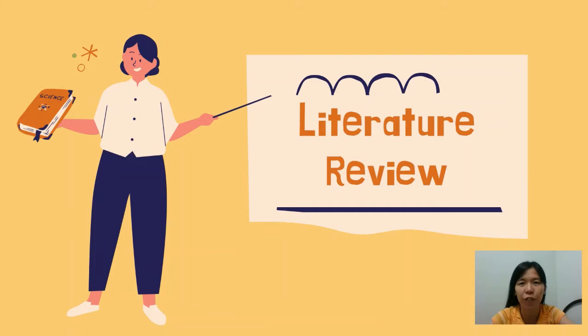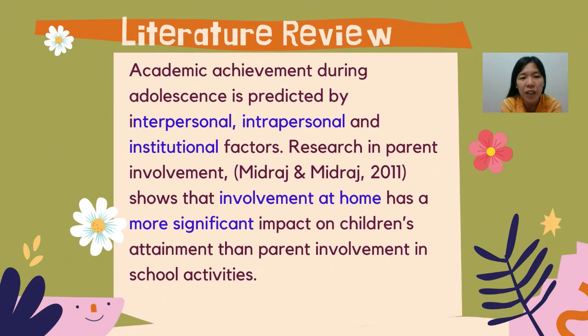Let's continue with the literature review. Academic achievement during adolescence is predicted by interpersonal factors, such as parental engagement in adolescent education and family socio-economic status, intrapersonal factors, such as intrinsic motivation, and also institutional factors, such as school quality. As adolescents become more independent in managing their academic roles, they still may need parental support to be successful in school. Research in parent involvement by Midrath and Midrath, 2011, shows that involvement at home has a more significant impact on children's attainment than parent involvement in school activities.